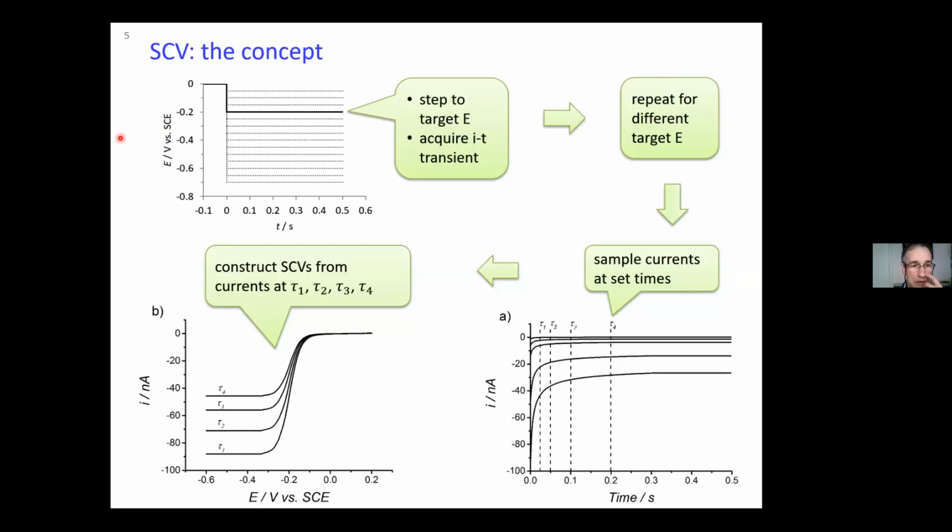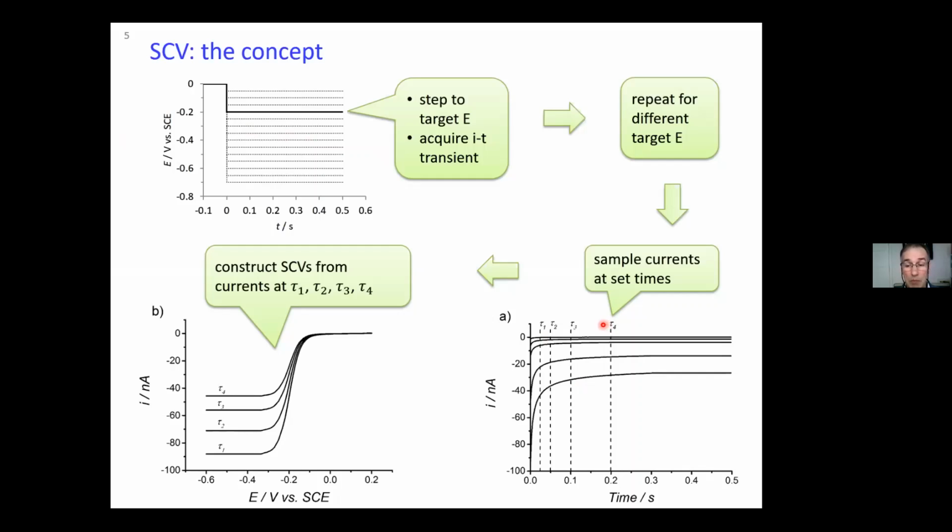So just to start again with the concept of sampled current voltammetry, it's fairly simple. You identify your potential window of interest and you perform a series of potentials to different target potentials within that window of interest. And you acquire a family of current time transients. And the idea now is to sample the current time transients at particular times to create what we call a sample current voltammogram.